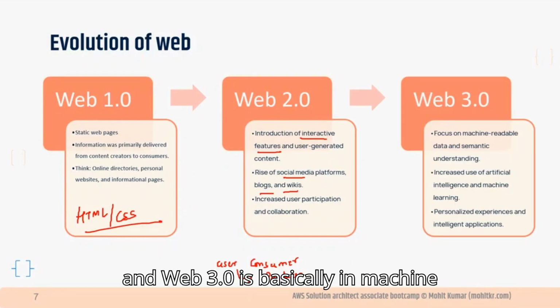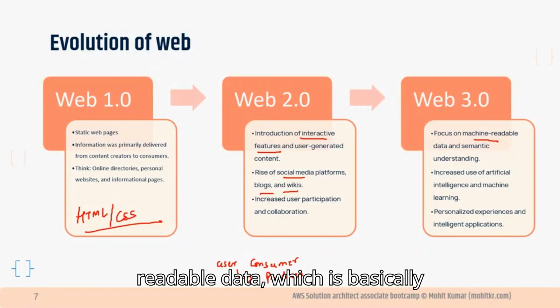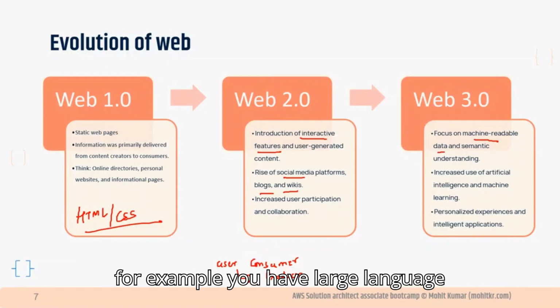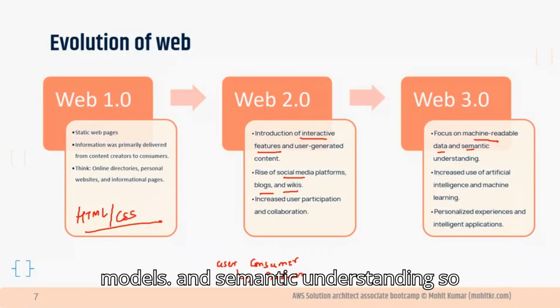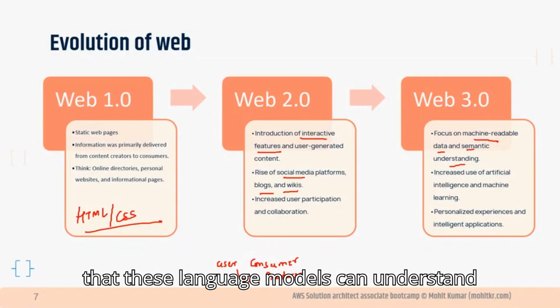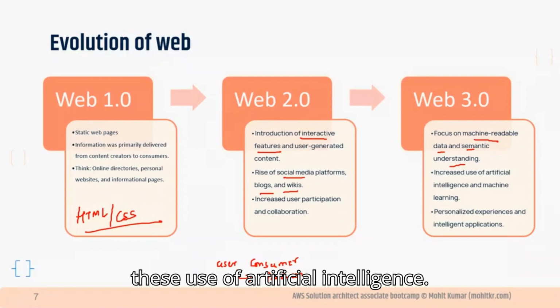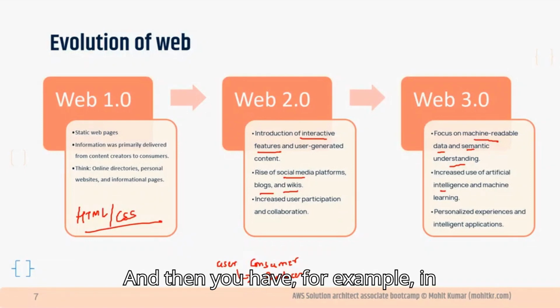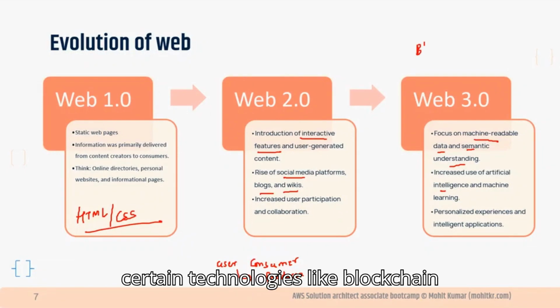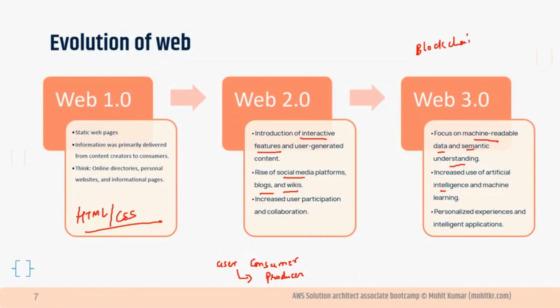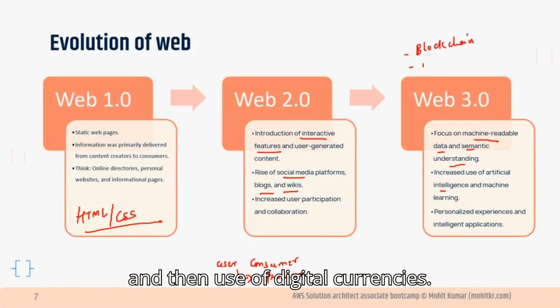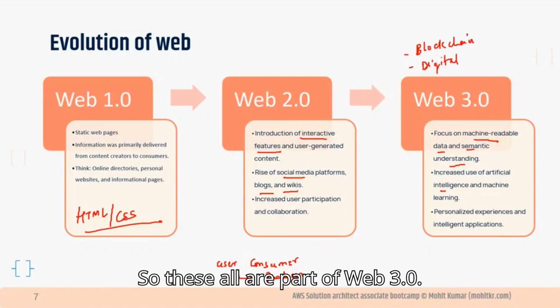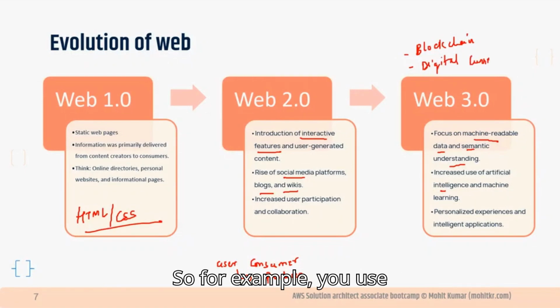And Web 3.0 is basically machine-readable data. For example, you have large language models and semantic understanding, so that these models can understand, using artificial intelligence. And then you have technologies like blockchain and the use of digital currencies. These all are part of Web 3.0. So, for example, if you use any online coins to pay, that is part of Web 3.0.